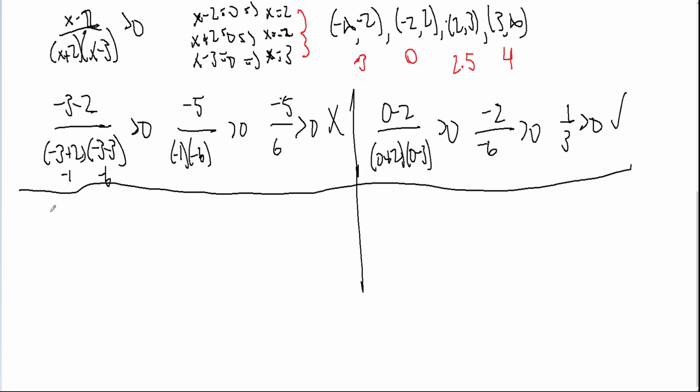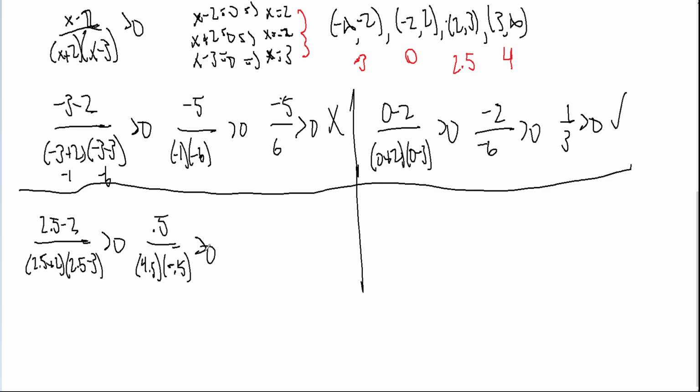And then our next value is 2.5, so we have 2.5 minus 2 divided by (2.5 plus 2)(2.5 minus 3) greater than 0. And then in our numerator we just end up with 0.5, and then in our denominator we have 4.5 times negative 0.5. And this simplifies down to negative 2/9, which is not greater than 0.